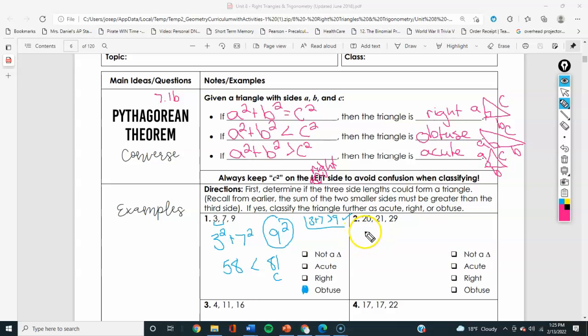Alright, let's look at number 2. On number 2, 20 plus 21 is bigger than 29. So I know it is a triangle, or can be. So now I'm going to do my Pythagorean Theorem. 20 squared plus 21 squared equals 29 squared, right? Not equal to, we don't know yet. Over here I get 841. Over here I get 841. Now if your left side and right side are equal, that means you're right, and that's a right triangle.